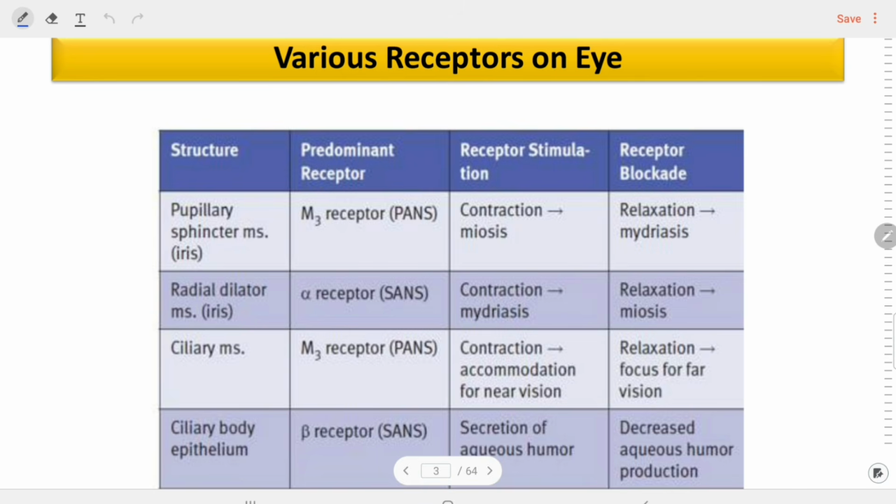Now let's come to the next slide. Here we can see the pupillary sphincter muscles. The presence of M3 receptors causes contraction of these muscles, which leads to miosis, correct? And a drug which can block the M3 receptor will lead to mydriasis, like the drug atropine.